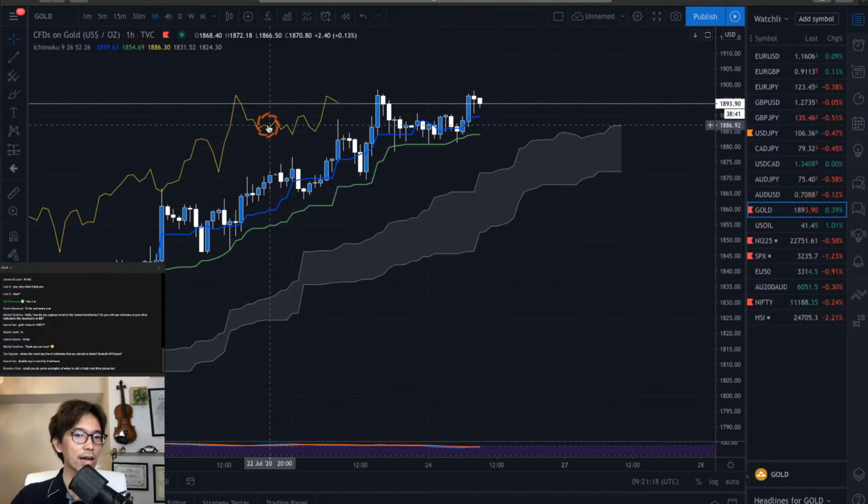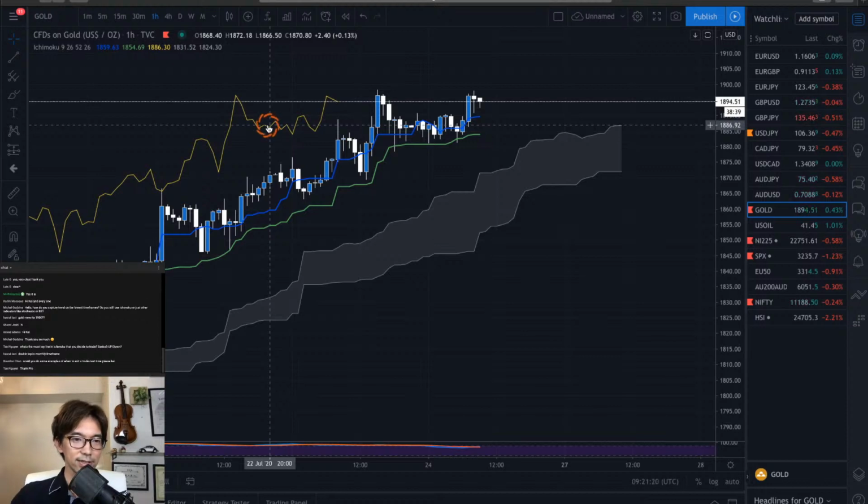Double top in monthly time frame. All right. Yeah, and also there is a double top in the 1 hour chart too in this time frame.